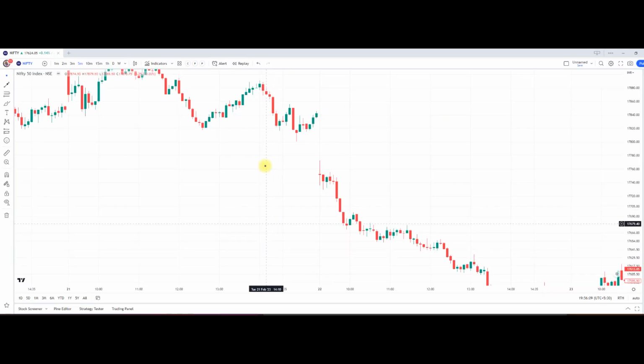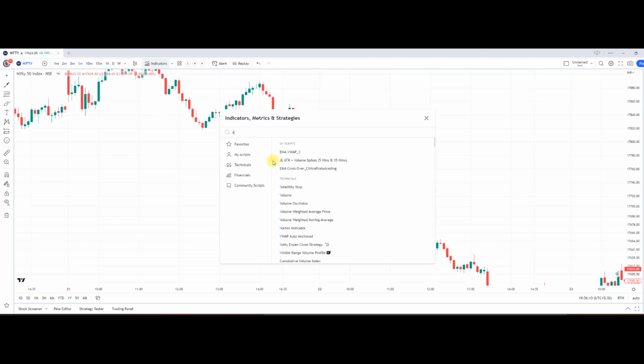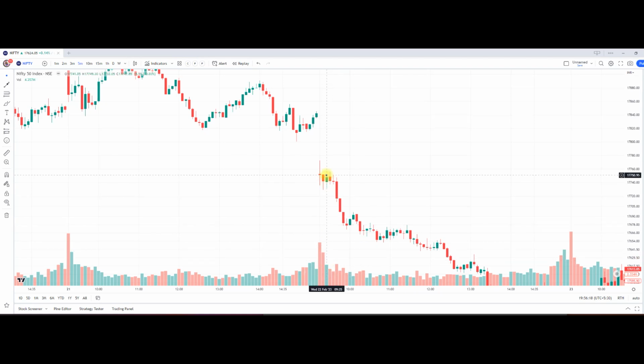So in order to trade with the volume, we need to add the indicator in TradingView. Go to indicator and type volume. Click on OK. So with the candlesticks and with the volume we can trade.